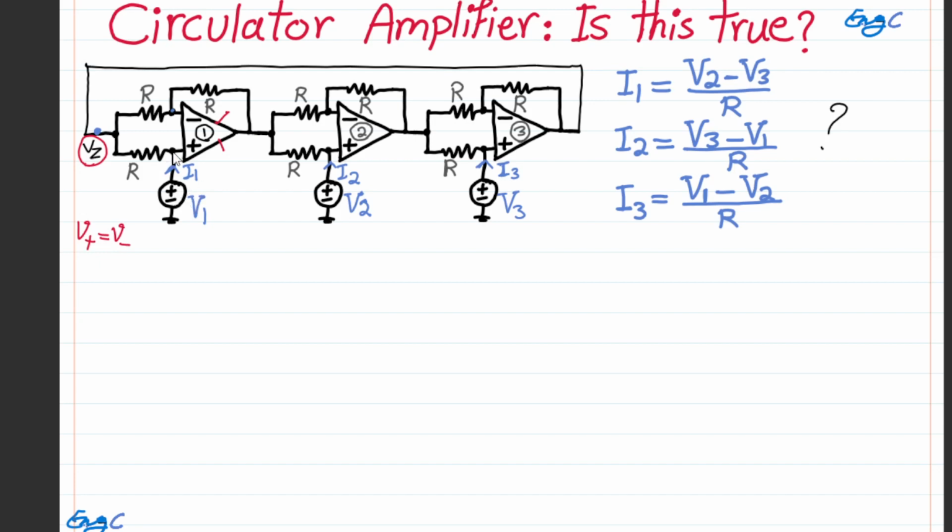So we have V1 here, and we should have V1 here as well. We have V2 here connected, so we should have V2 also at the negative terminal. We have V3, and we should have V3 here as well.